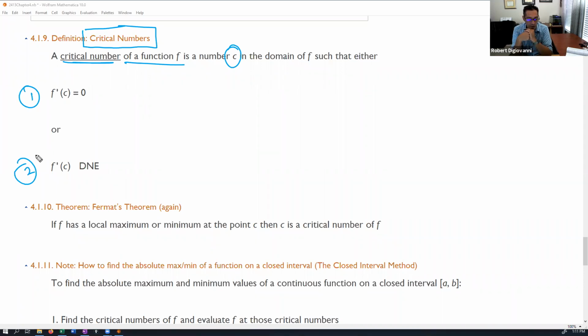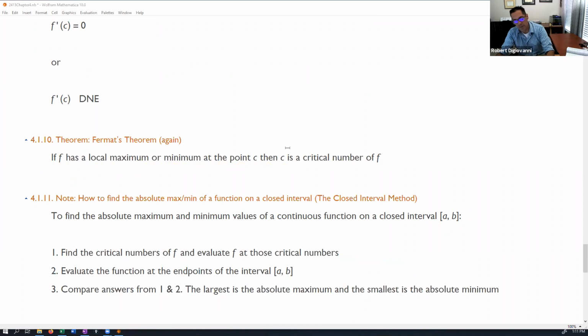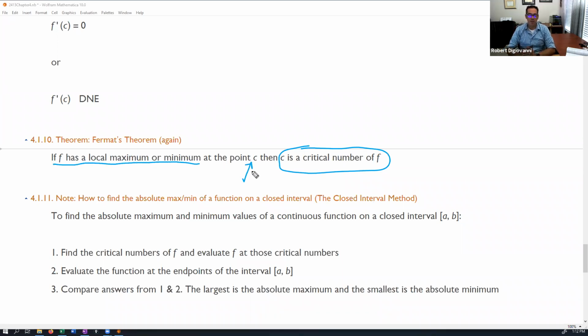then we have found what is referred to as the critical number. Now, with that definition in mind, we have a new version of Fermat's theorem, and this is the one that is going to help us finally be able to solve some of these problems in this section. If f has a local maximum or minimum at some point c, then c must be a critical number. So if you have a maximum or minimum at some point, then that point must be a critical number. That's a very important theorem. So here's how we're going to use it.